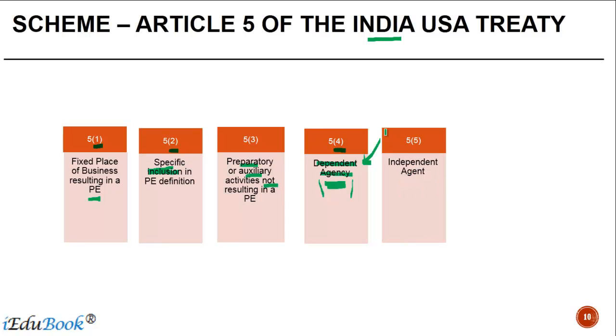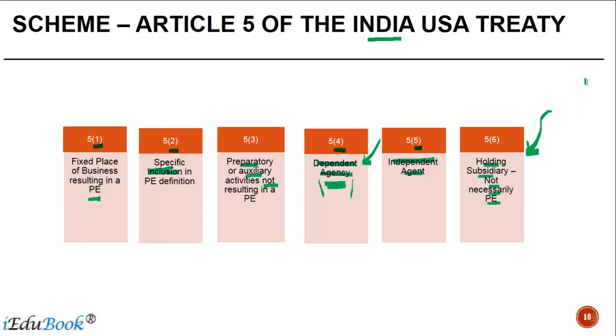But then if dependent agents are covered, independent agents should be out of this. Paragraph 5 tells you in what circumstances a person would be considered as an independent agent. And paragraph 6 deals with the holding subsidiary relationship, which may not necessarily result in a PE. While this is quite understood, because to constitute a PE, it is the nature of activity done in the country rather than the legal form which is relevant. As a corollary, it implies that just because you have a subsidiary in India does not mean you have a PE in India as well.